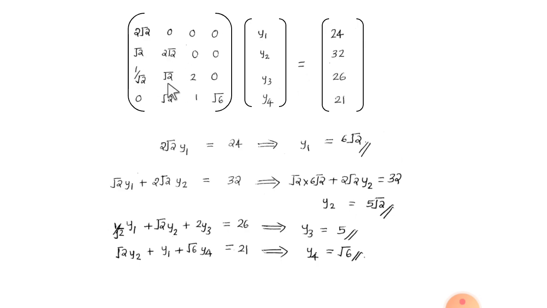So this is the L matrix. Okay, so don't make the mistake here. This is the L matrix. So L into Y equal to B. Then you have to solve for this.